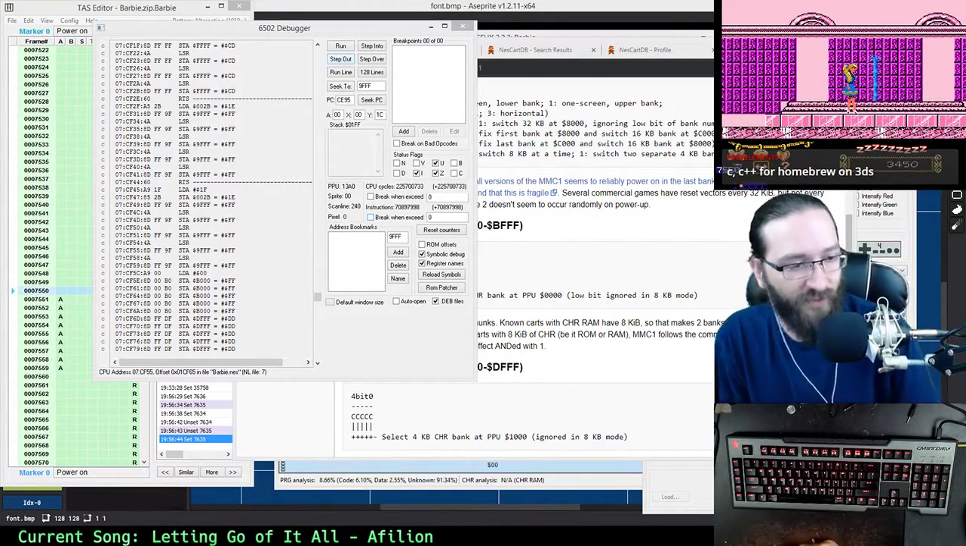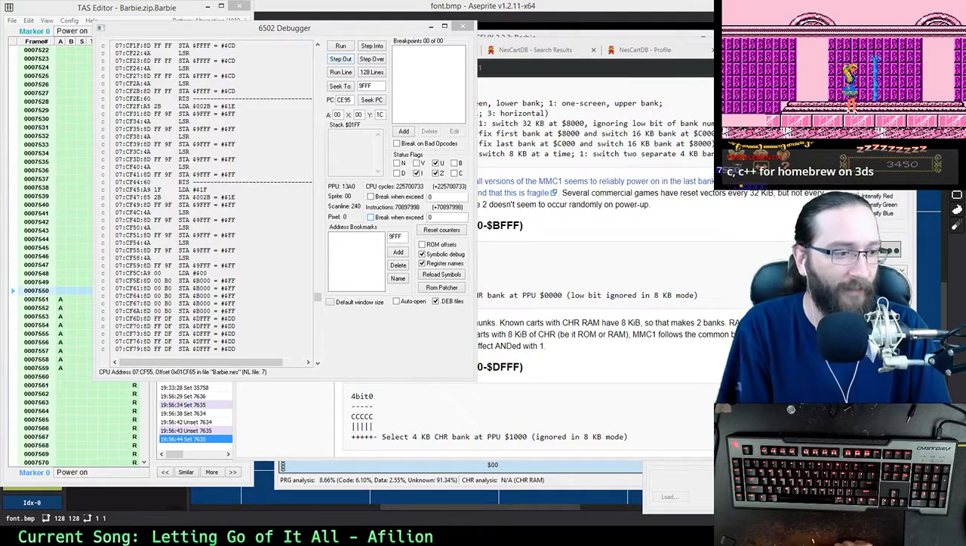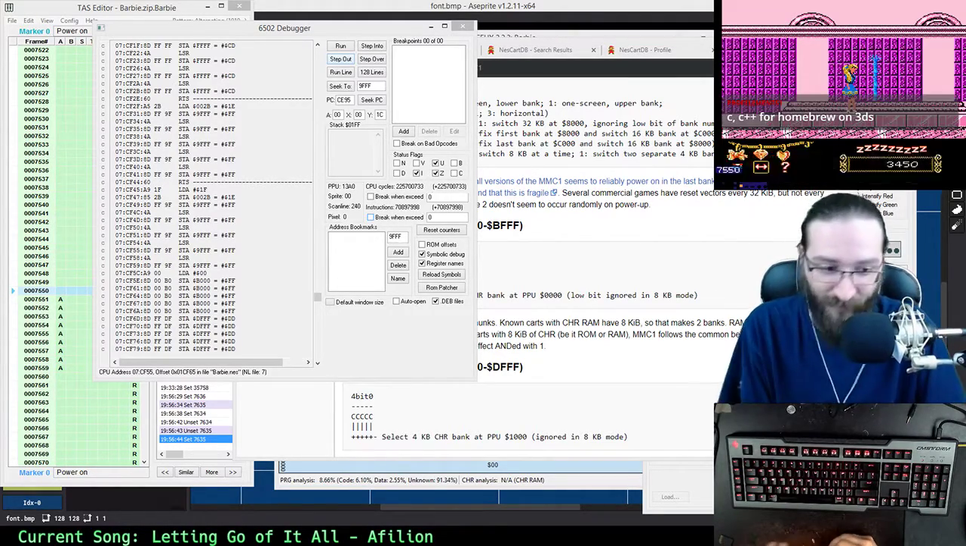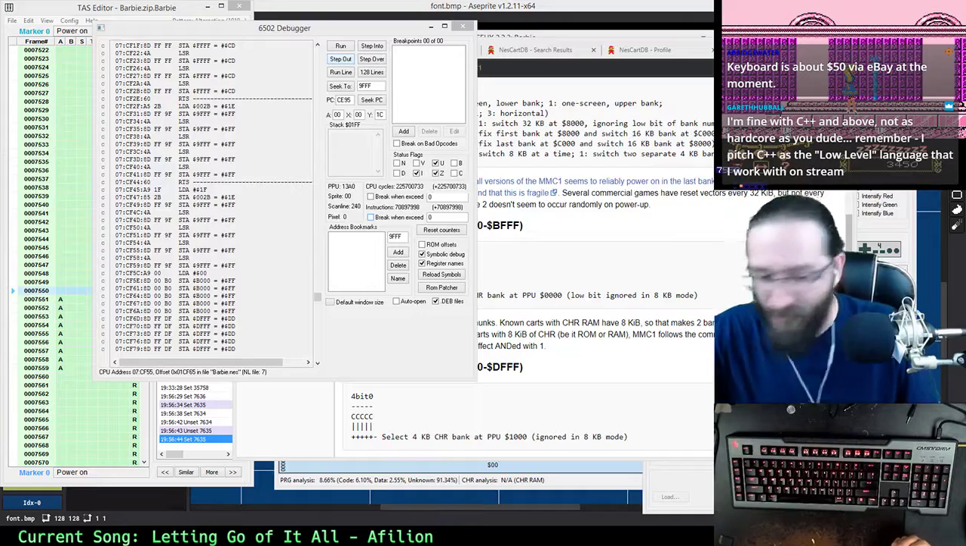C for homebrew 3DS. That sounds about right. More than one, actually. I wouldn't be surprised. Where is my adapter?